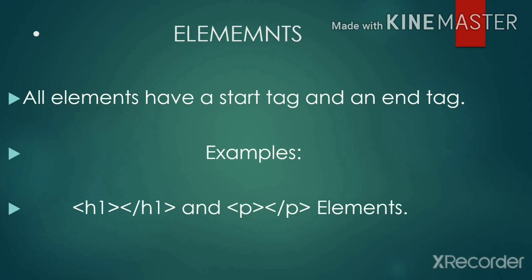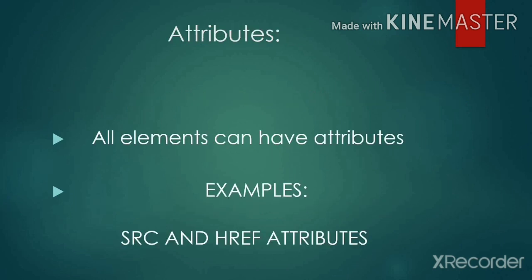Now we'll move on to the attributes. All elements can have attributes, so all elements we use can have attributes. Examples are the src attribute and the href attribute. The src attribute, you all must know, is used for adding images to your web page, and the href attribute is used for adding any link to your web page. Now I'll move on to Notepad++ to show you all the examples of the attributes and elements.